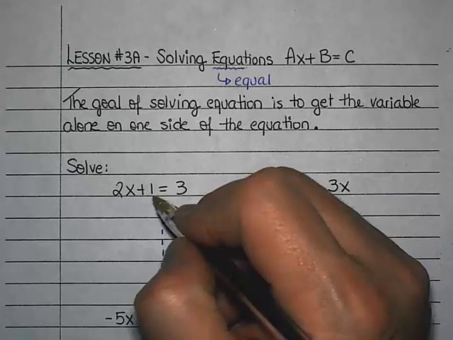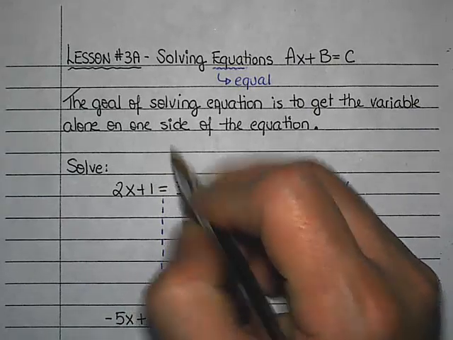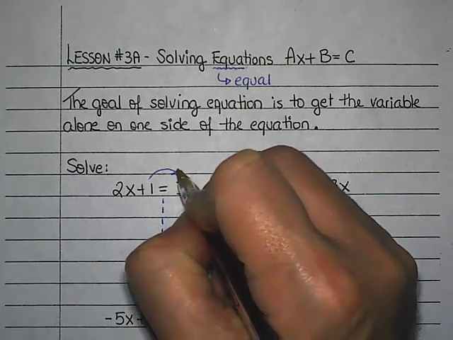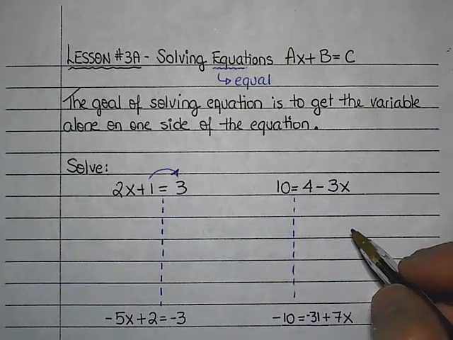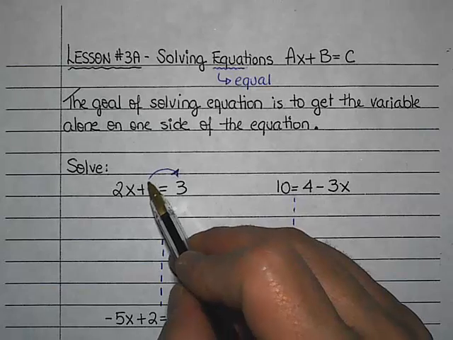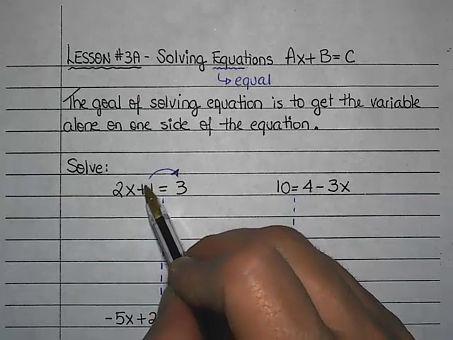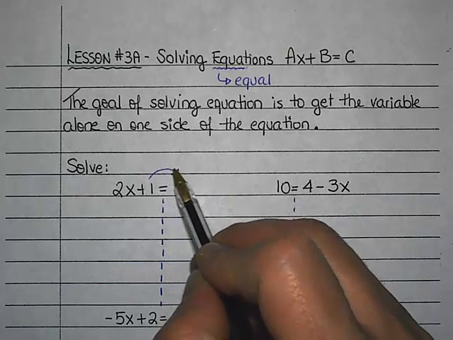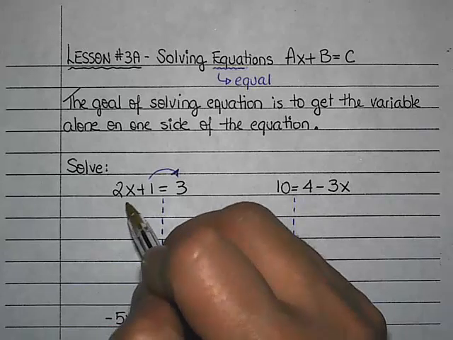So what we're going to do is send the 1 to the other side of the equation. And one thing that you need to remember is, whenever you send a number to another side, you need to change the sign. So please remember, if I change sides, I need to change the sign. So if I send that 1 to the other side, right now it is a positive 1. When it comes over to the other side, it's going to be negative 1. So let's see what happens.